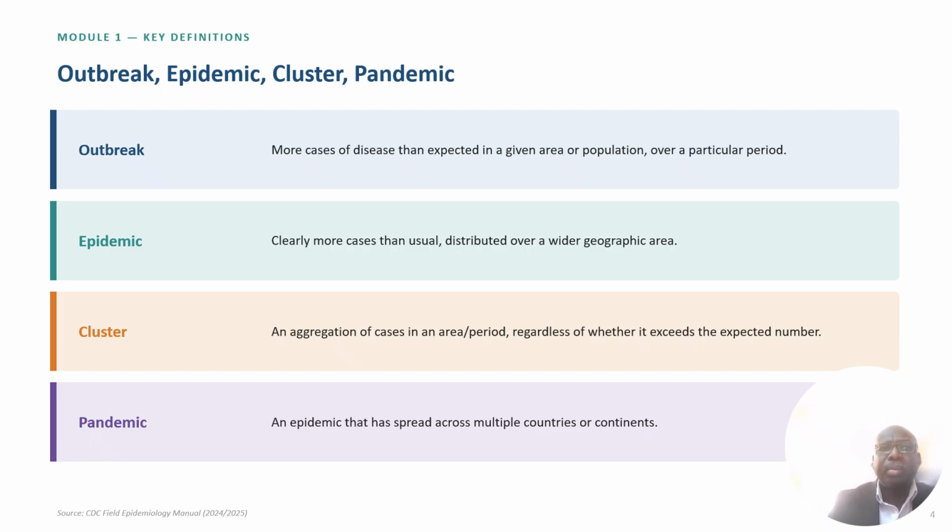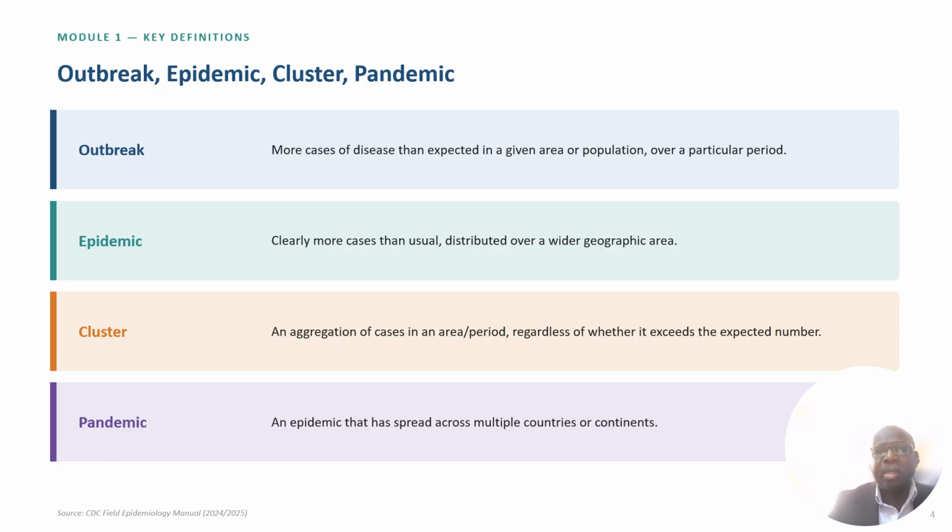But when we move to an epidemic, think about an extended population and extended places, meaning geographical distribution. This is clearly more cases than usual, distributed over a wider geographical area. It is simply something that extends from the outbreak.